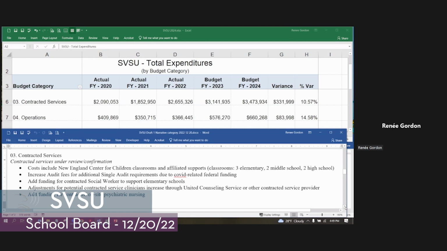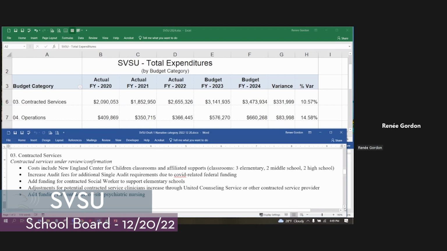And then we're finding, with the social emotional status of some of our learners, an increased need for clinicians from UCS and or other means. So we've got money in there for those contracts. And then there was a request, actually, I think I have a contract on my desk now, for on-site psychiatric nursing, so for real acute needs. So we're providing those services to our students as well.